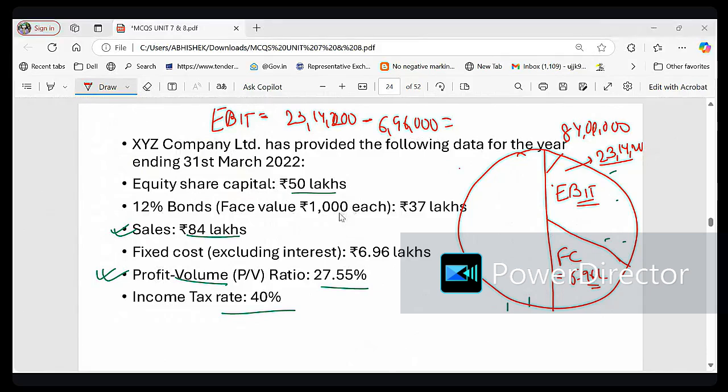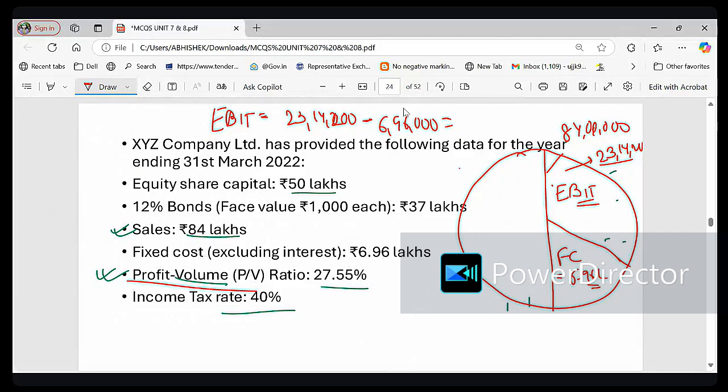Contribution consists of two things. One thing is profit, other thing is fixed cost. Remember this diagram. This pie chart is super important. So we have just calculated the contribution. This profit by volume ratio tells you for 1 unit of the sale, how much profit you are generating. That is called profit by volume ratio.